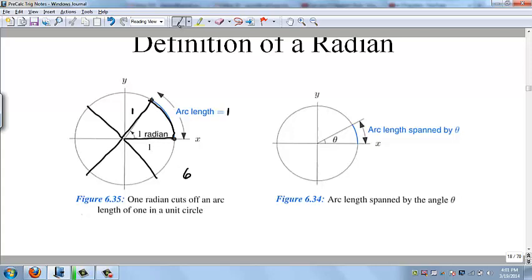Okay, now here is this arc length, and you'll see the arc length is whatever is spanned by the end of the angle of that radian. So that little piece there is called arc length, just so you know.